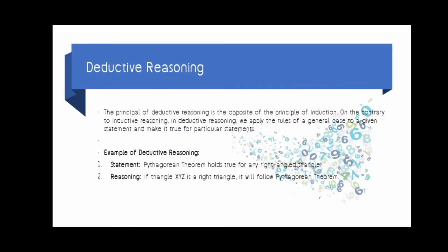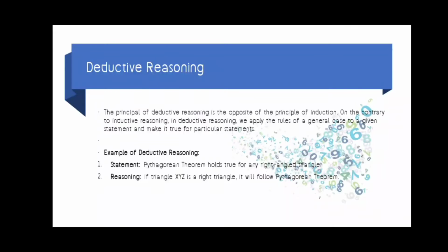Next is deductive reasoning. The principle of deductive reasoning is the opposite of the principle of induction. On the contrary to inductive reasoning, in deductive reasoning, we apply the rules of a general case to a given statement and make it a true particular statement. The principle of mathematical induction uses the concept of deductive reasoning.